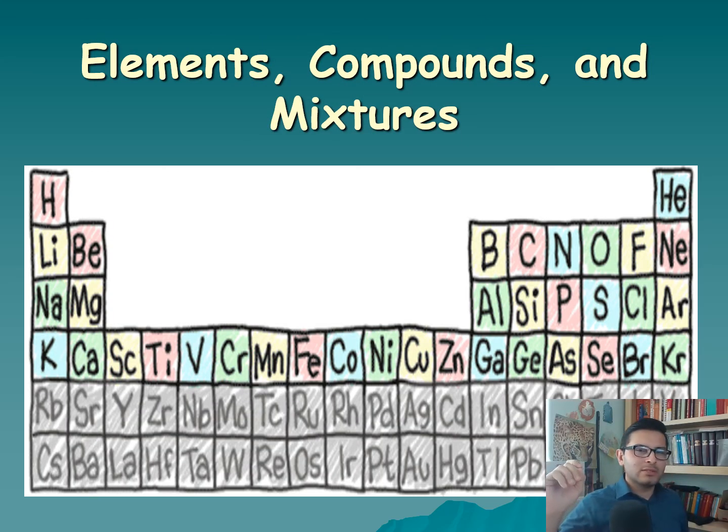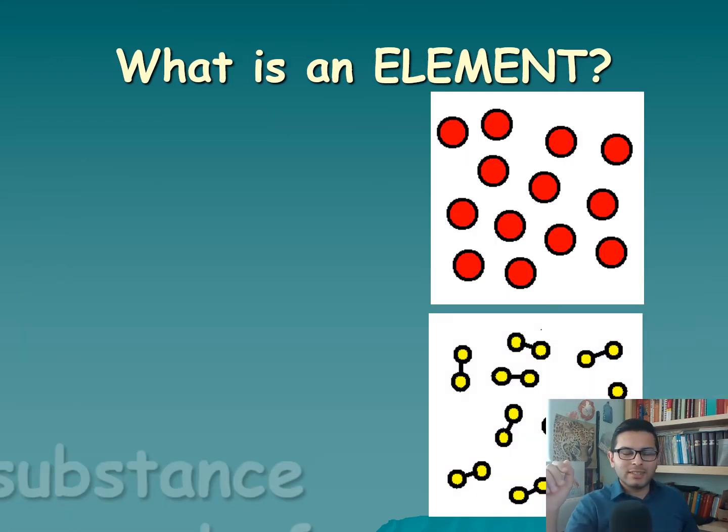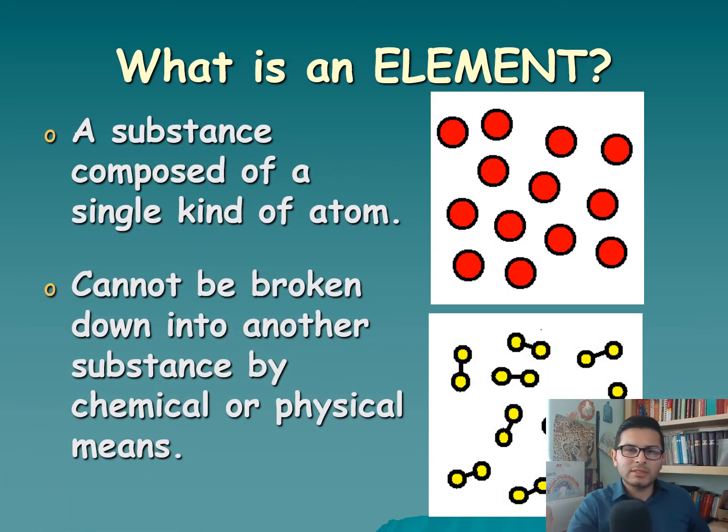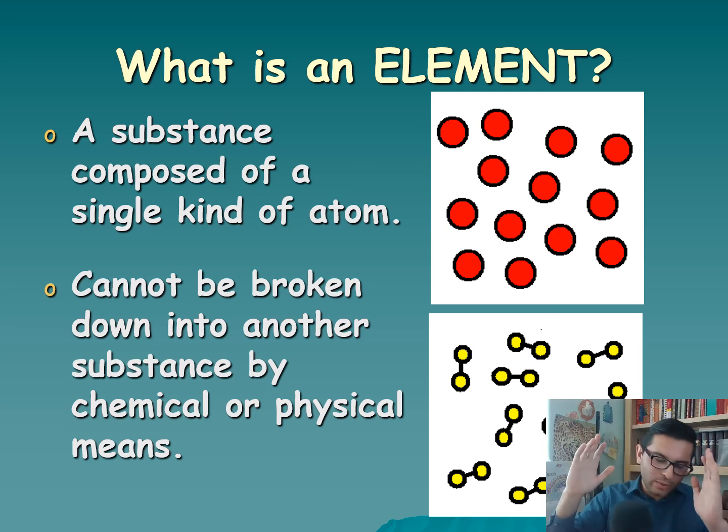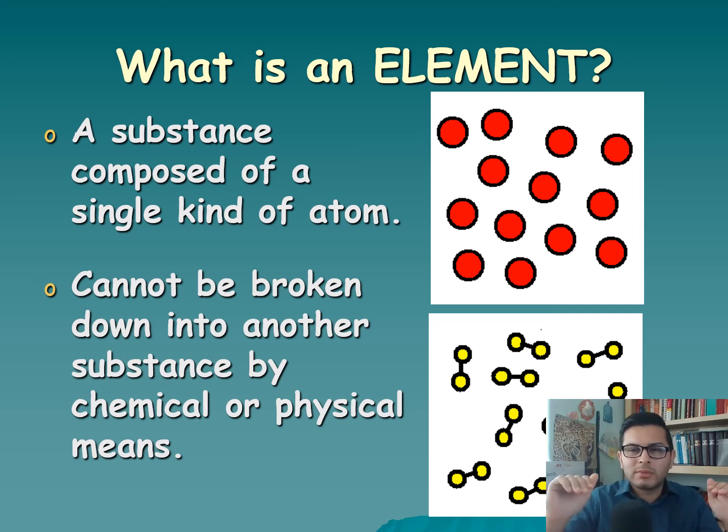Here we are going to talk about elements, compounds, and mixtures. How are they different? How are they the same? And how they can be used. What is an element? An element is a substance that is only made up of one type of atom. It has no other types of atoms in it.